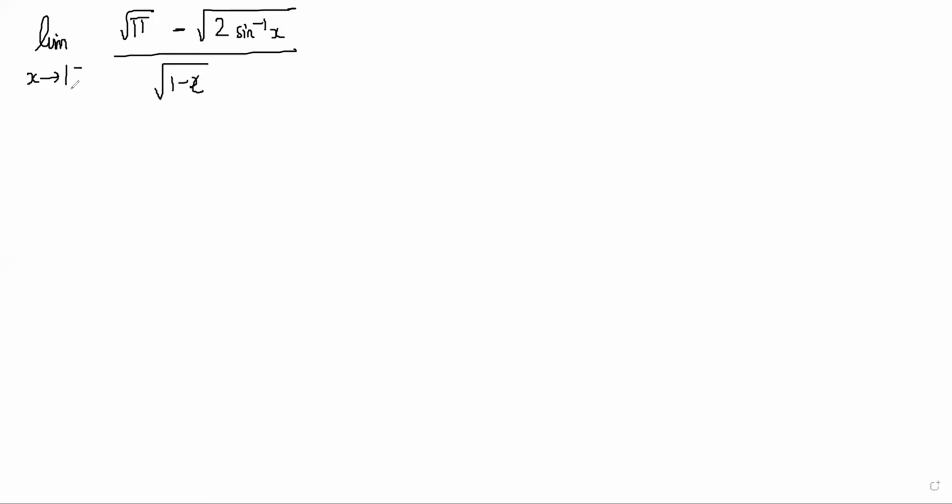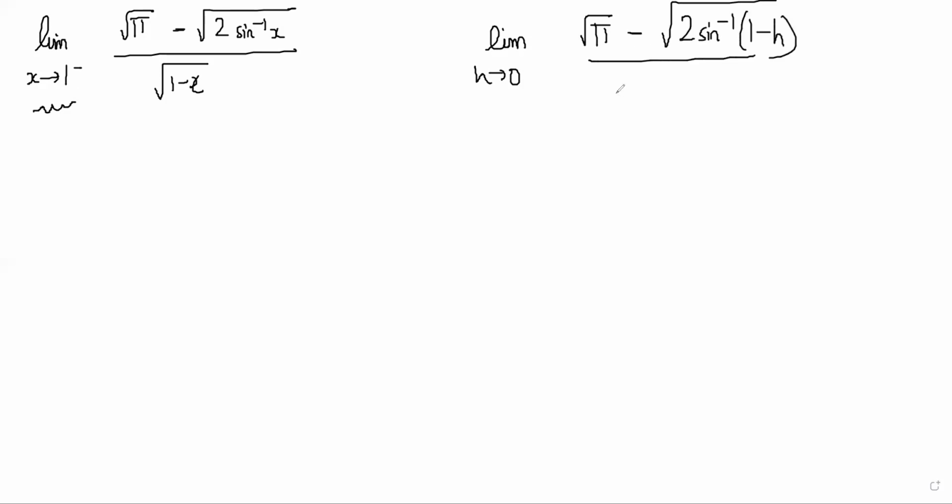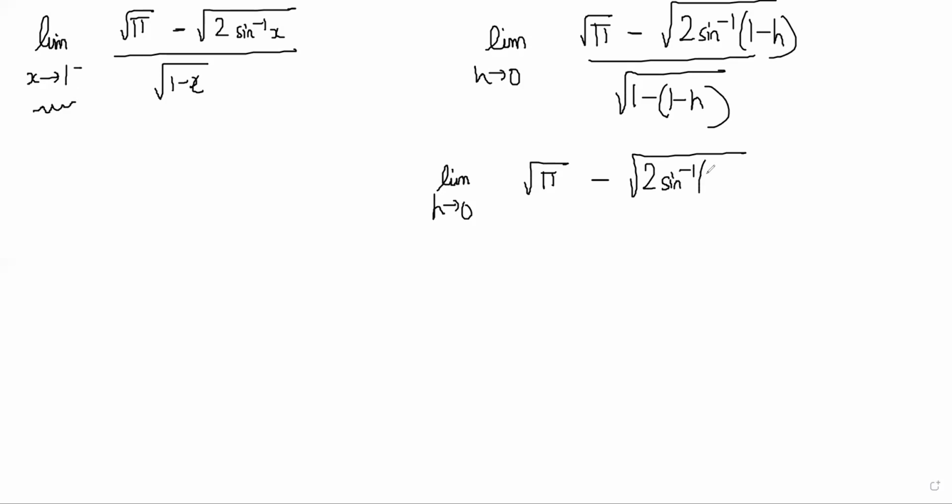First, you should convert it into the normal h tends to 0 form. You should put 1 minus h instead of x everywhere. Root pi minus root 2 sine inverse 1 minus h, by root over 1 minus 1 minus h, that makes it h here. So the limit as h tends to 0 becomes root pi minus root 2 sine inverse 1 minus h, divided by root h. Now it is 0 by 0, right?